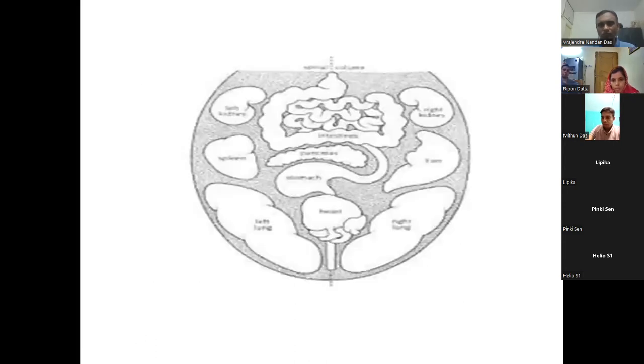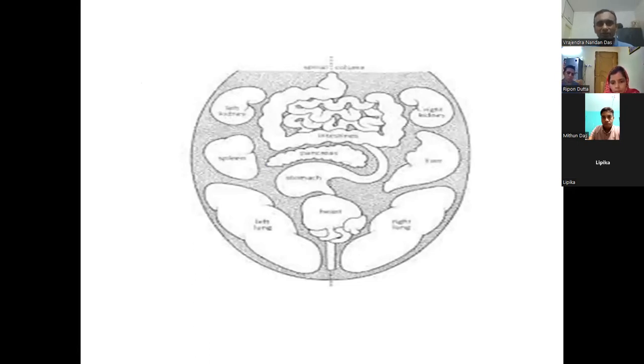So here you are seeing the diagram of the tongue, and you are seeing different organs of the body shown on the tongue itself.